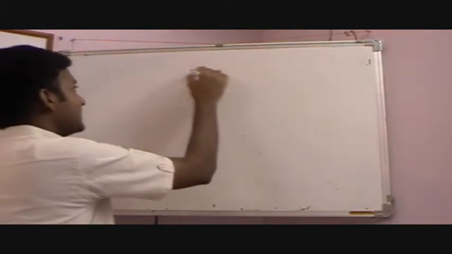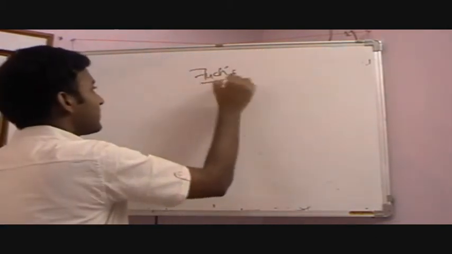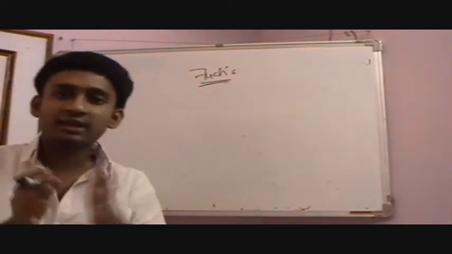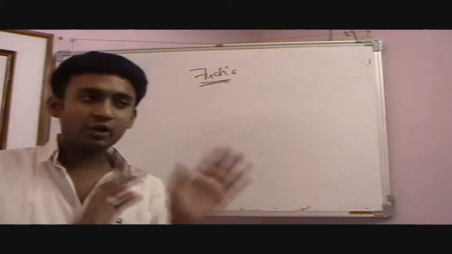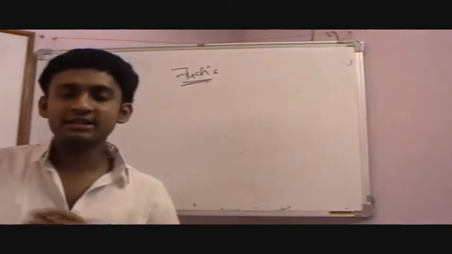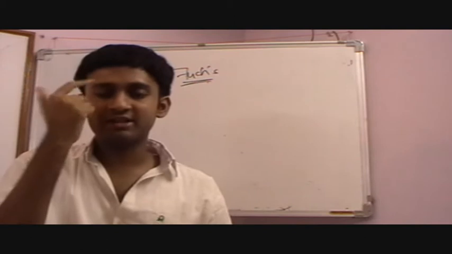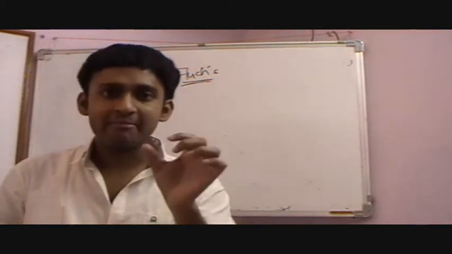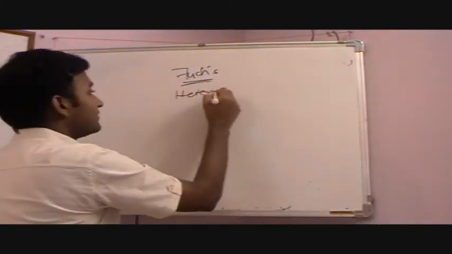Next we'll talk about Fuchs heterochromic iridocyclitis. Fuchs. Heterochromia means difference in the iris colors. Heterochromia iridis is a difference in the iris colors between the two eyeballs. Here is blue, here is normal. Heterochromia iridum is in the same eye, different colors.